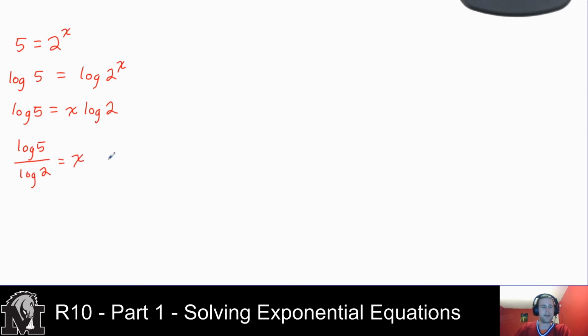equals x. And now I can go back to my calculator and calculate log 5. I can calculate log 2, so I can divide those two numbers. And the number you should get is 2.321928095. You want to round that to 3 decimal places, 2.322.